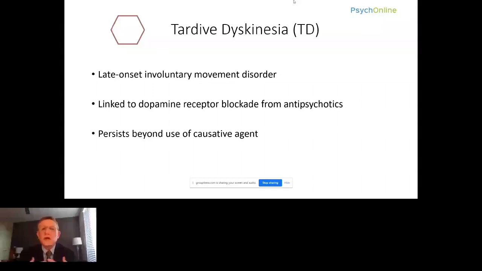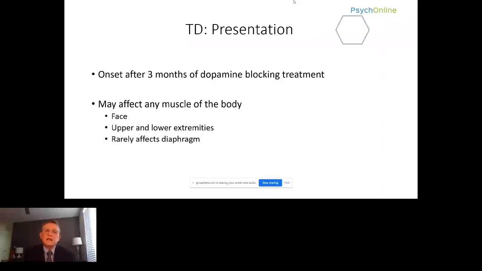All right, now, tardive dyskinesia, of course, something we all want to avoid. It's a late onset involuntary movement disorder linked to dopamine receptor blockade from antipsychotics. Most of us know that well. The reason we don't like it is because it persists beyond the use of the causative agent. You stop the antipsychotic and they still got tardive dyskinesia. And it's not necessarily the withdrawal dyskinesias that I talked about earlier.